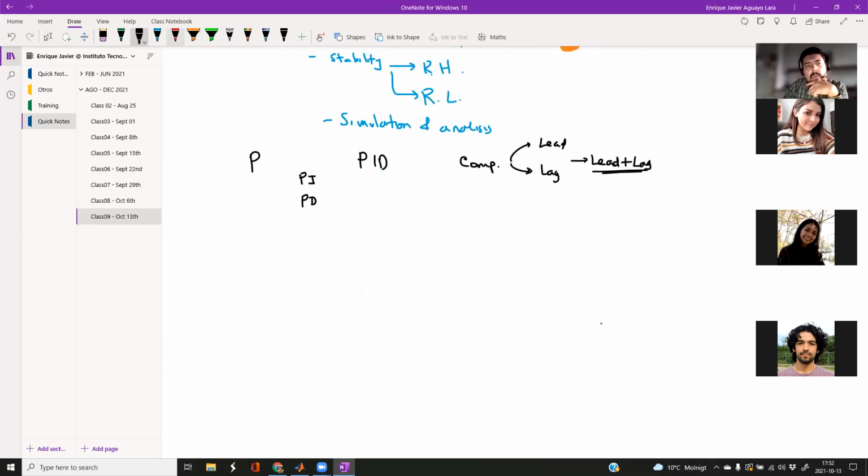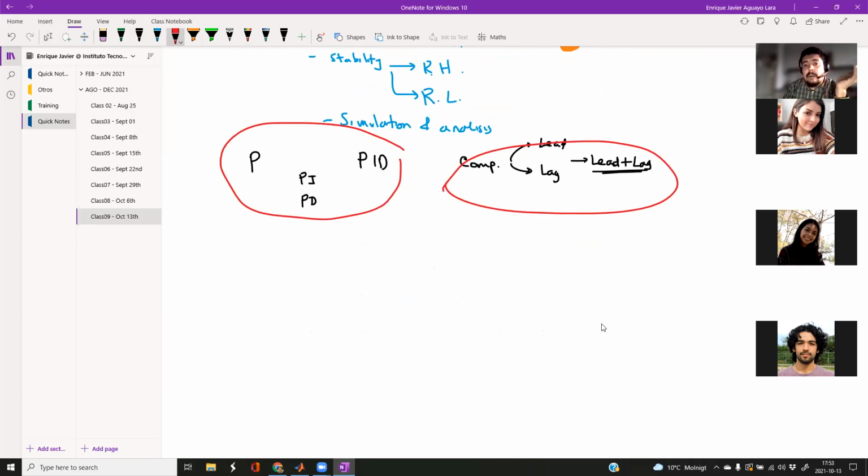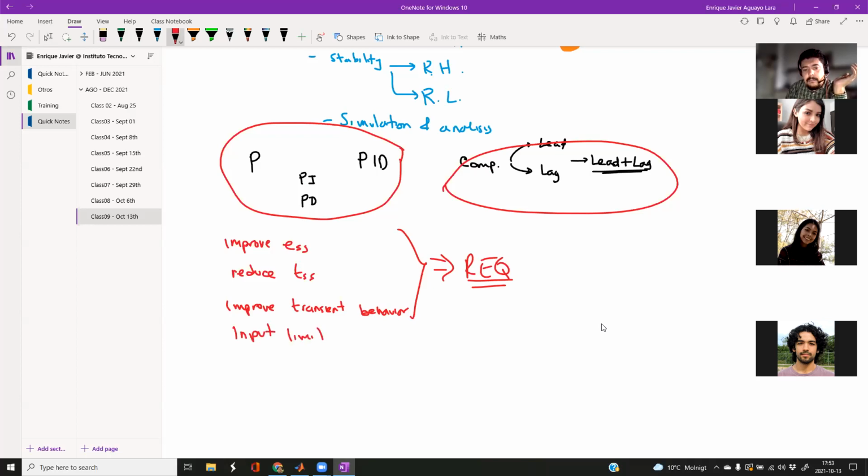So with these general two strategies of control, because all of these can be categorized into the same type of control, and the compensators, we pretty much can do a lot of things on the system. Okay, improve the error in a steady state, reduce settling time, improve transient behavior, okay? So with this, we can determine a set of requirements to the system. Of course, also considering input limitation, output limitation, and with that, we need to provide a controller that fulfills a lot of requirements, okay?